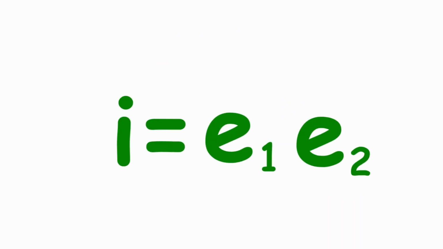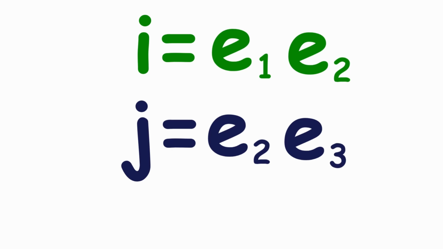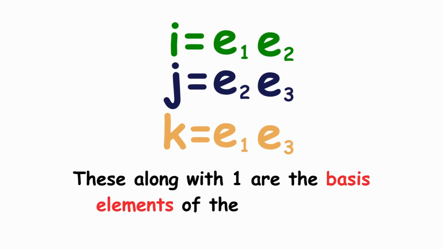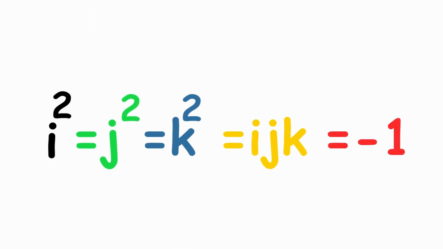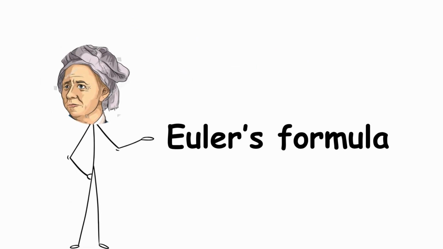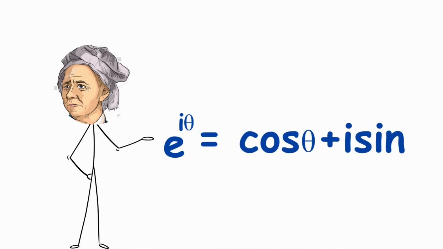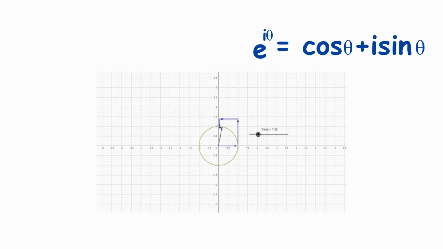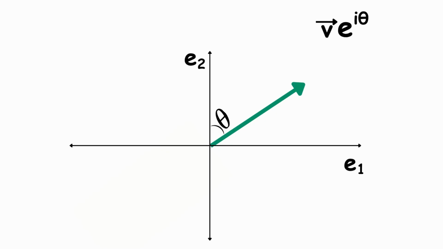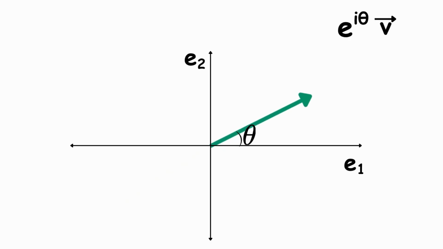Let i equal e1 e2, j equal e2 e3, and k equal e1 e3. These, along with 1, are the basis elements of the quaternions, and you can verify with the geometric product that this definition agrees with the defining equality from before. Euler's formula, e to the power of i theta equals cosine theta plus i sine theta, tells us how to rotate by angle theta, where e to the power of x is the exponential function. In 2D, for some vector v in the xy plane, v e to the power of i theta rotates counterclockwise by theta, and e to the power of i theta v rotates clockwise.